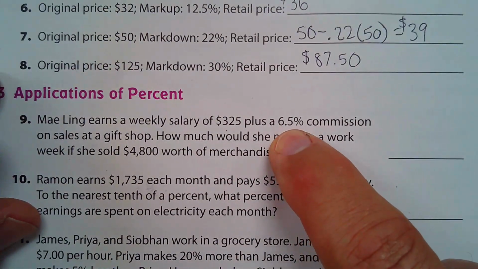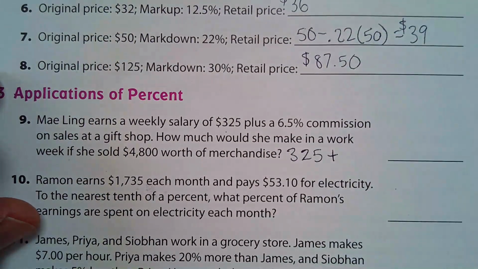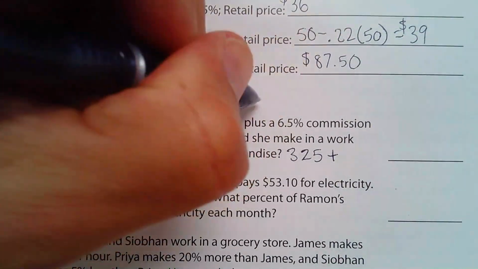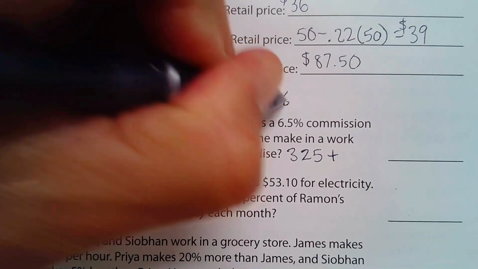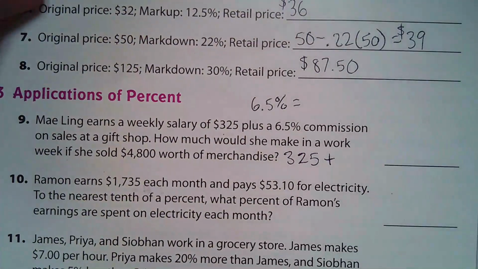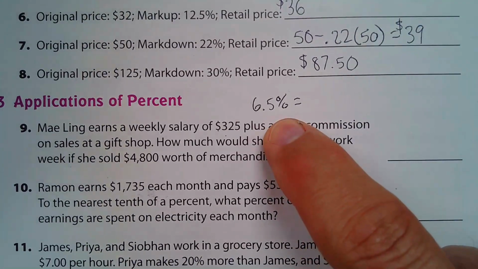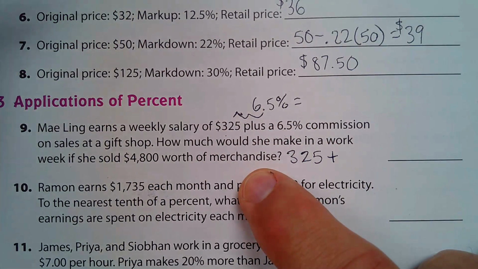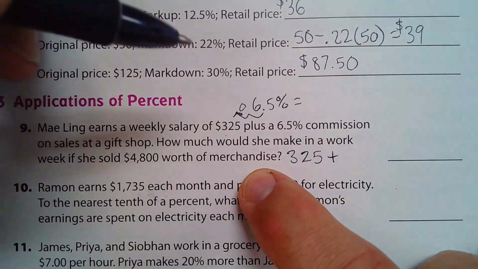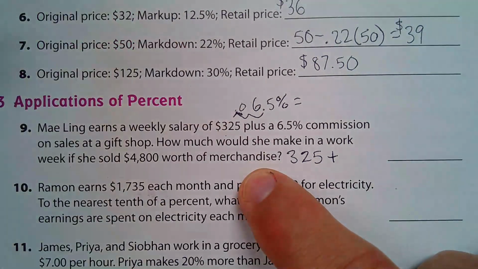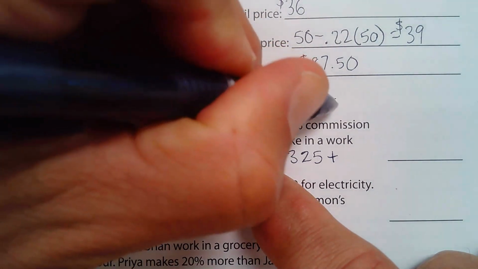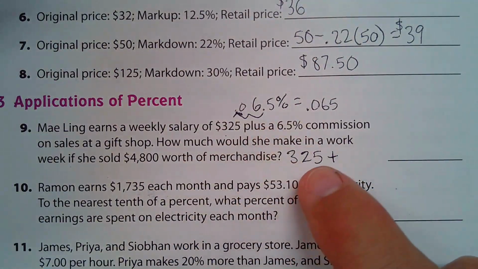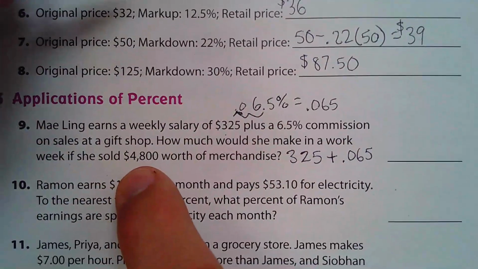Now, 6.5% as a decimal is going to be 0.065. You always move the decimal 2 times to the left when you're making it just a decimal without the percent. So if I move it 2 times to the left, I have to put a little zero right there, and the decimal will go right there. So 0.065 is 6.5%. So it's going to be 325 plus 0.065 times that 4,800.